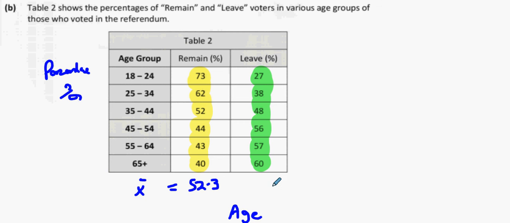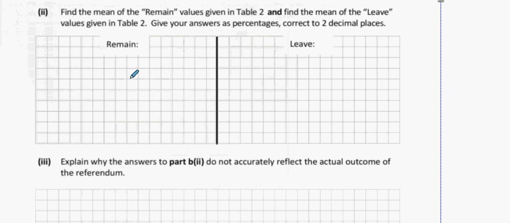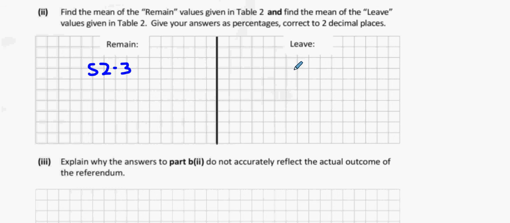52.3 and what else? 47.6. Is everybody happy you just averaged the two of those data sets? So 52.3 and 47.6. All right. It says two decimal places. Remember not to do that in the Leaving Cert. If you can help it, just make sure you give it exactly as it asks for.